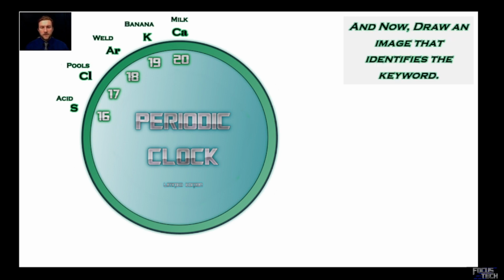Adding in our little image, so you could do a pool of acid for sulfur or sulfuric acid, you could do a person swimming for chlorine, so swimming pool. You could do some welding, looks like it's welding in that particular image. You do some bananas for potassium, and maybe a glass of milk or a bottle of milk for calcium.